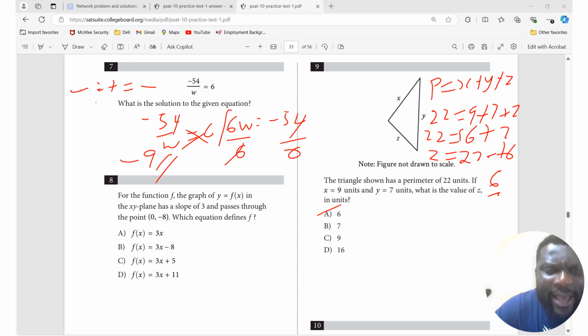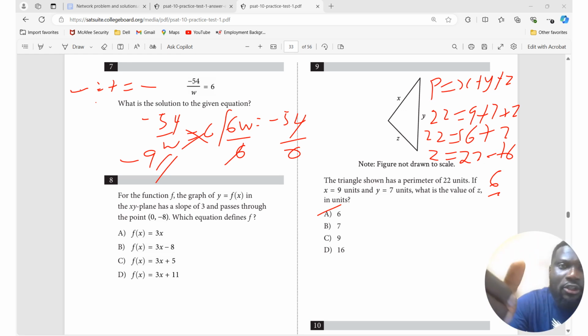For the function f, the graph of y equals f of x in the xy plane has a slope of 3 and passes through the points (0, -8). Which equation defines f? Now we're going to look at what equation defines this. So what are we going to do?